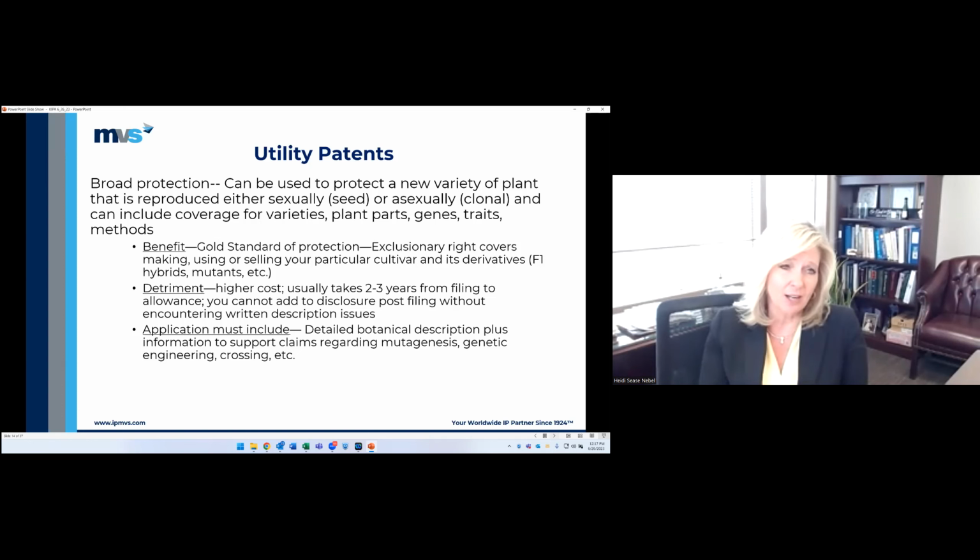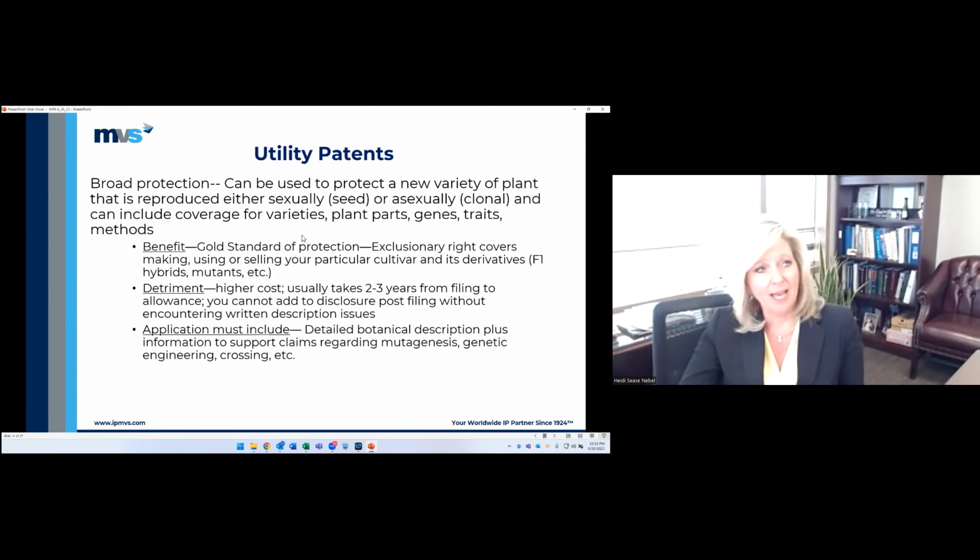which I think you should probably start talking to an attorney when something's available, ready for release. You don't have to have commercial quantities available. We do need to have either a tissue culture for an asexual plant or 625 seeds available for a seed reproduced plant that we can use to make our deposit.